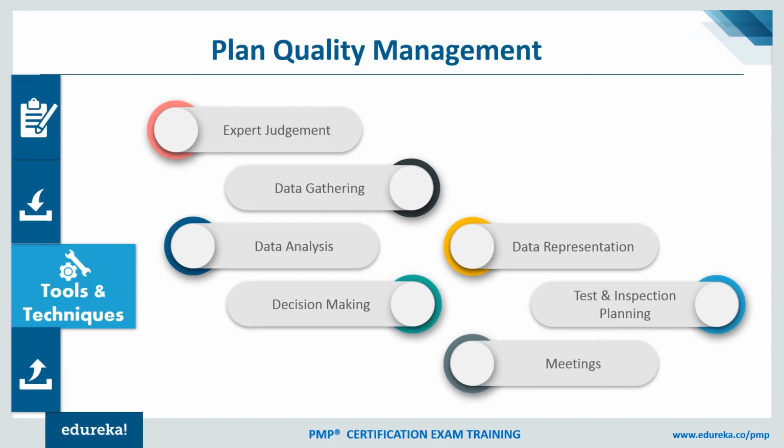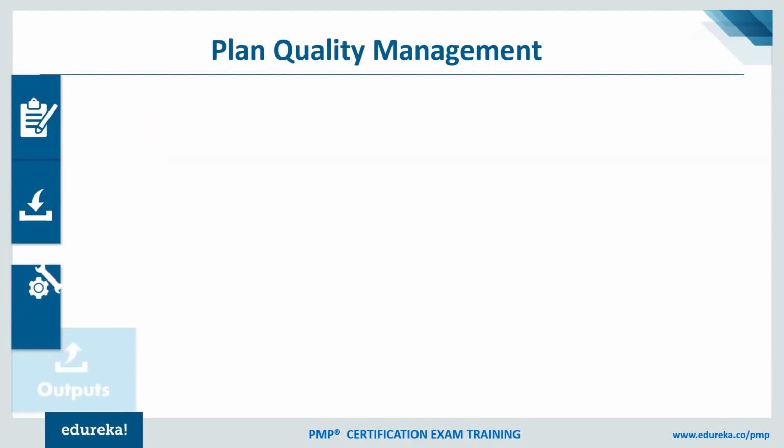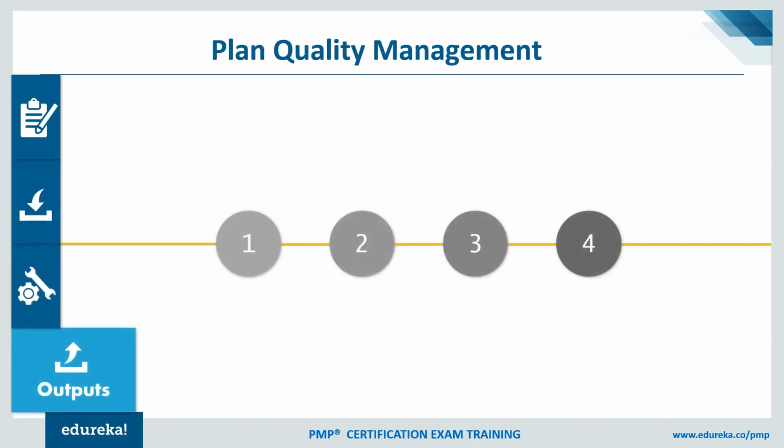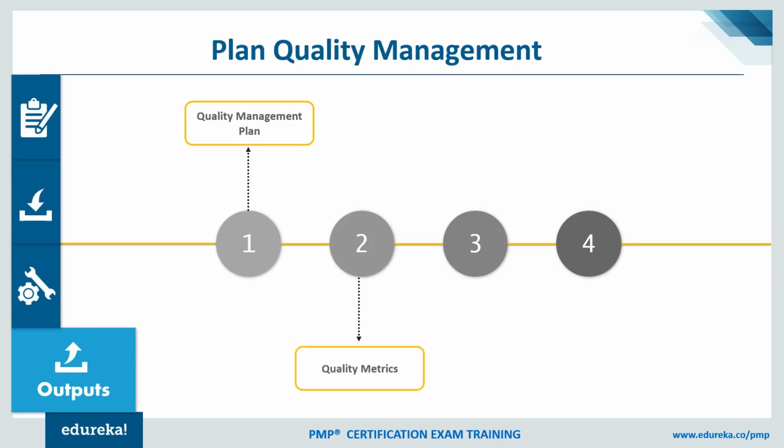So these inputs in terms of the different tools and techniques would certainly help us in putting together the plan. Obviously, what do we expect by the end of this? We certainly expect the outcome of this process would be the quality management plan itself. We'll also be able to gather some quality metrics. As a part of the quality metric, we can think of various things. What kind of quality metric do you want to capture on your project?